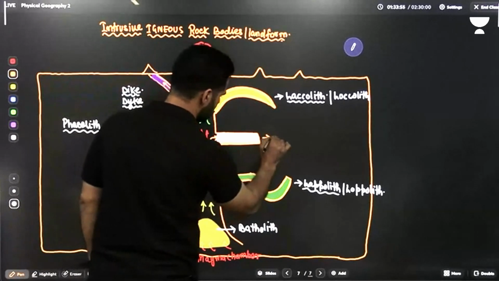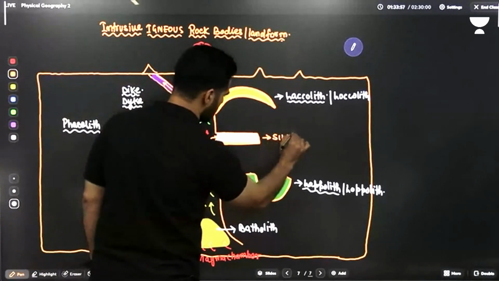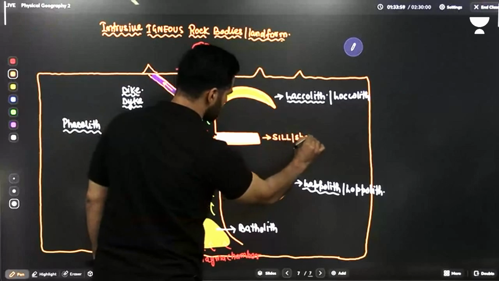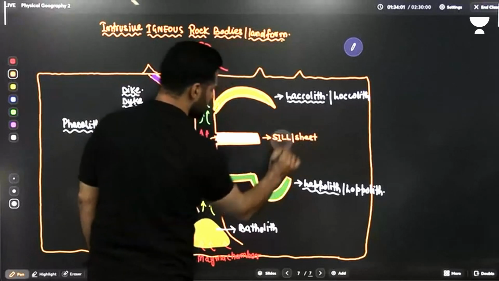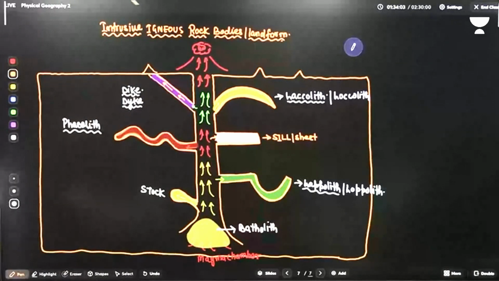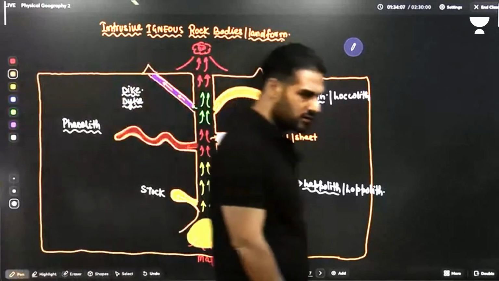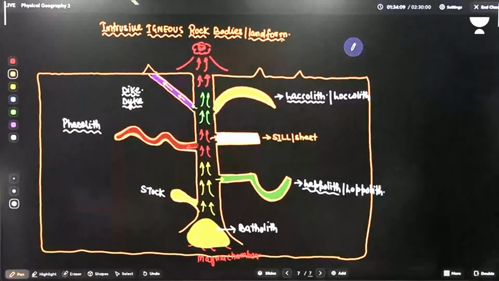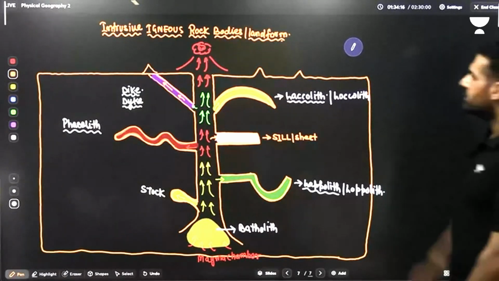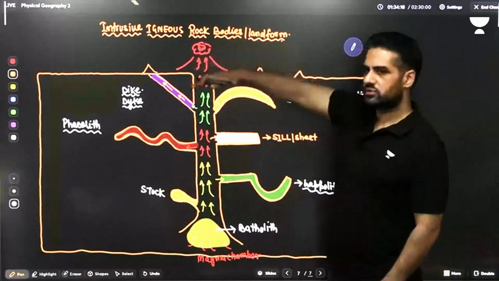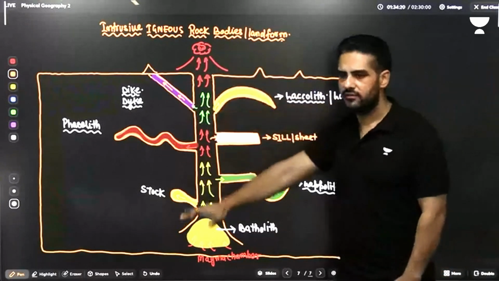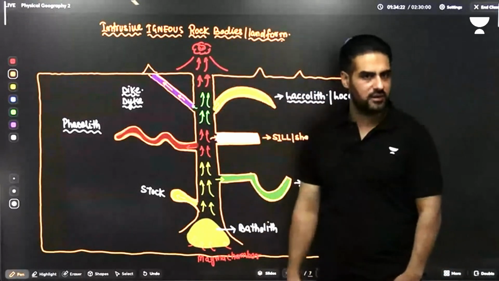It is called as sill or sheet. So can I say intrusive igneous rock bodies are batholith, laccolith, lapolith, phacolith, sill, dike and sheet. What are all these? Intrusive igneous rock bodies. अब ध्यान से देखो, जैसे जैसे सरफेस का इरोजन होता जाएगा, what will be these? Visible to us. Am I clear?